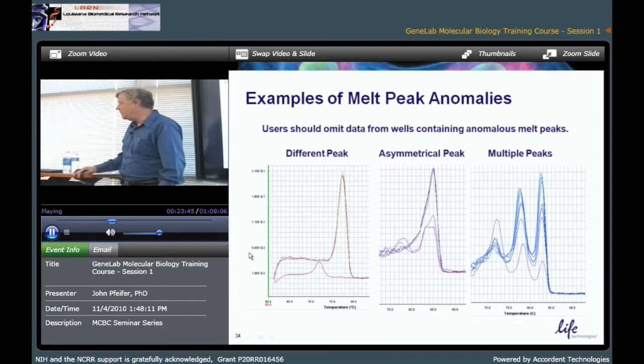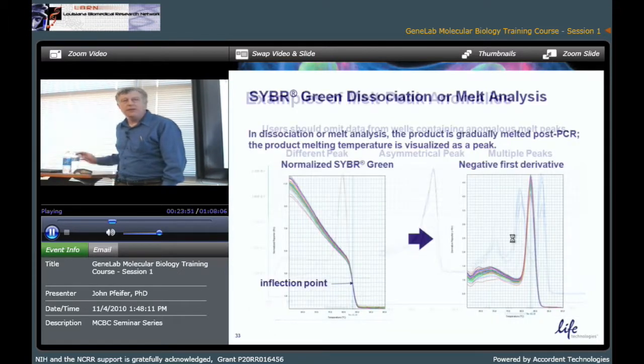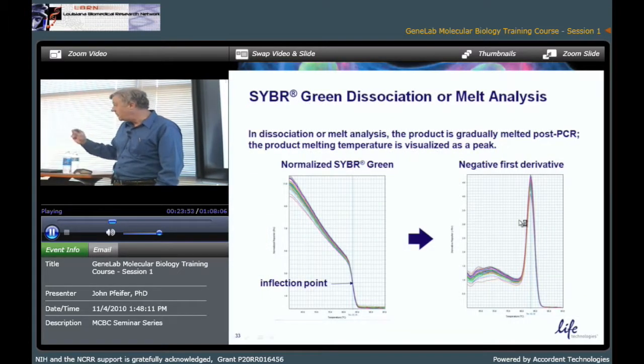But I should also point out that even if we see what might be termed a pristine peak, what appears to be a single, narrow, symmetrical peak, we cannot assume that is the target, nor can we assume that it is one product. Why? SYBR melt is low resolution, not high resolution. It's never been designed for high resolution. So the danger is it may look like one thing, but in reality, it could be multiple things.